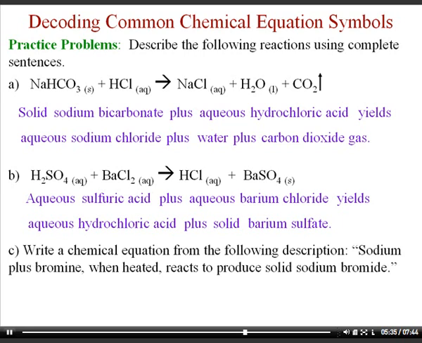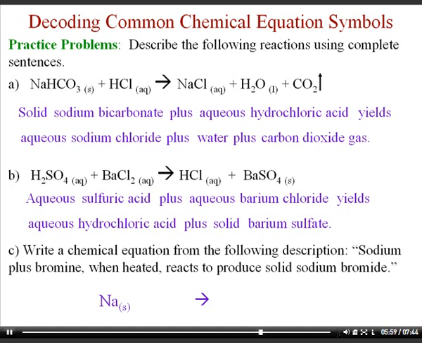So we have sodium plus bromine when heated reacts to produce solid sodium bromide. So the first substance we write down is sodium. Sodium symbol is Na. Now if you look on the periodic table, sodium is color-coded black, which means that it's a solid at room temperature, so we need to put a little S behind it.